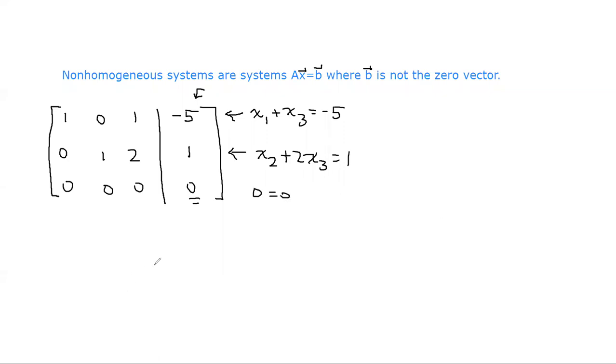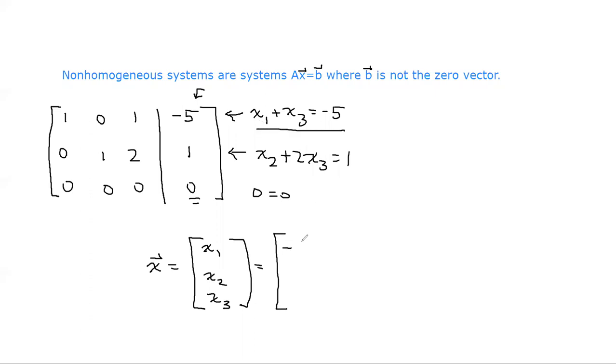So we're going to write up our parametric vector form solution in exactly the same way as we did with homogeneous systems. So we want a solution, again, with 3 variables, x1, x2, and x3. And then we can just fill in what each of these equals. So if we solve for x1 using this equation, we see that x1 equals minus 5 minus x3. x2 equals 1 minus 2x3, and x3 just equals itself because it's a free variable.